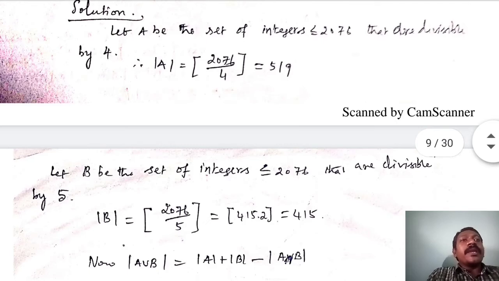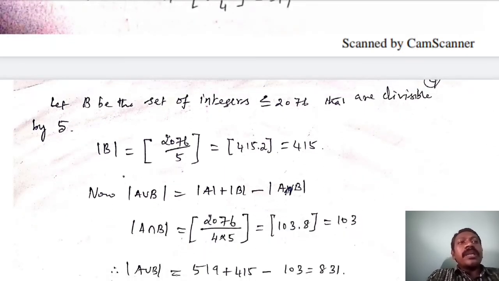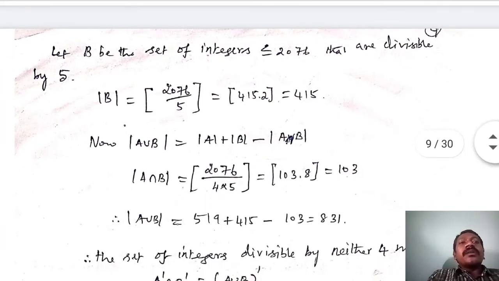Here let A be the set of integers less than or equal to 2076 that are divisible by 4. So we have to write the formula: 519. And let B be the set of integers less than or equal to 2076 which are divisible by 5. So you will get 415. Then we have to use the inclusion formula: cardinality of A union B is equal to cardinality of A plus cardinality of B minus cardinality of A intersection B. So we have to find cardinality of A intersection B.